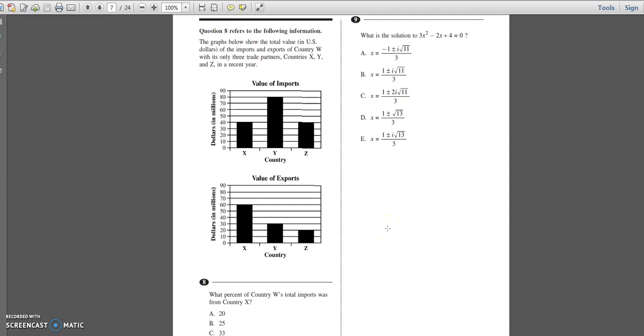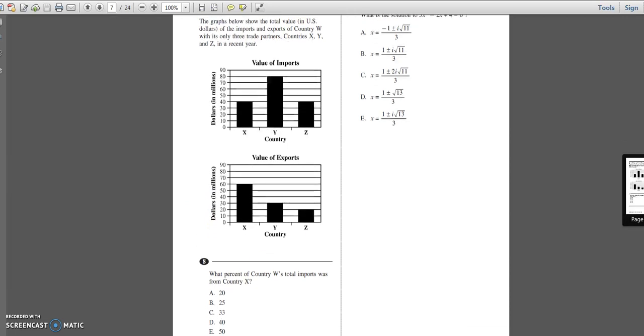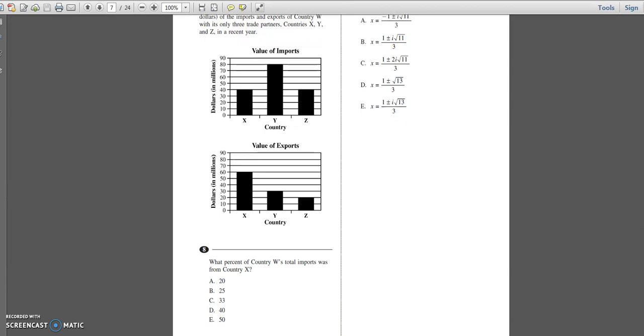So you need to make sure that your students understand that there are two different things here. Imports, that's what's coming into the country. Exports is what's going out of the country. Along the bottom, we've got the 3 countries that country W trades with. And along the side over here, we've got the number of dollars in millions that the imports and exports are worth. So what we need to find out is, let's go to the question, what percent of country W's total imports was from country X?